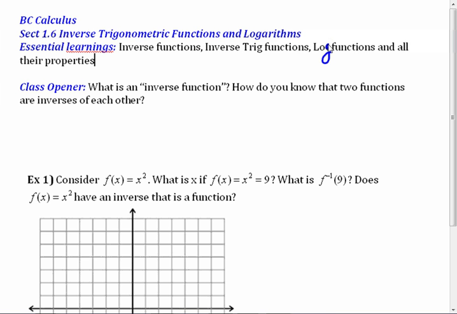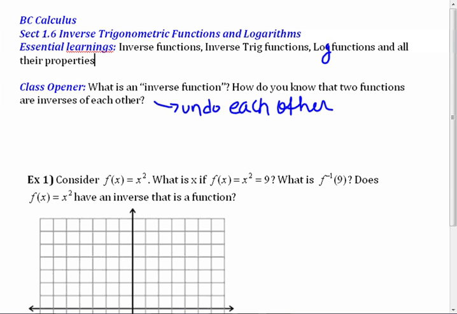It's yellow. And it says, what is an inverse function, or inverse of a function? How do you know if two functions are inverses? They undo each other. And even I'll get confused a little bit with this because you just have to think of it carefully.